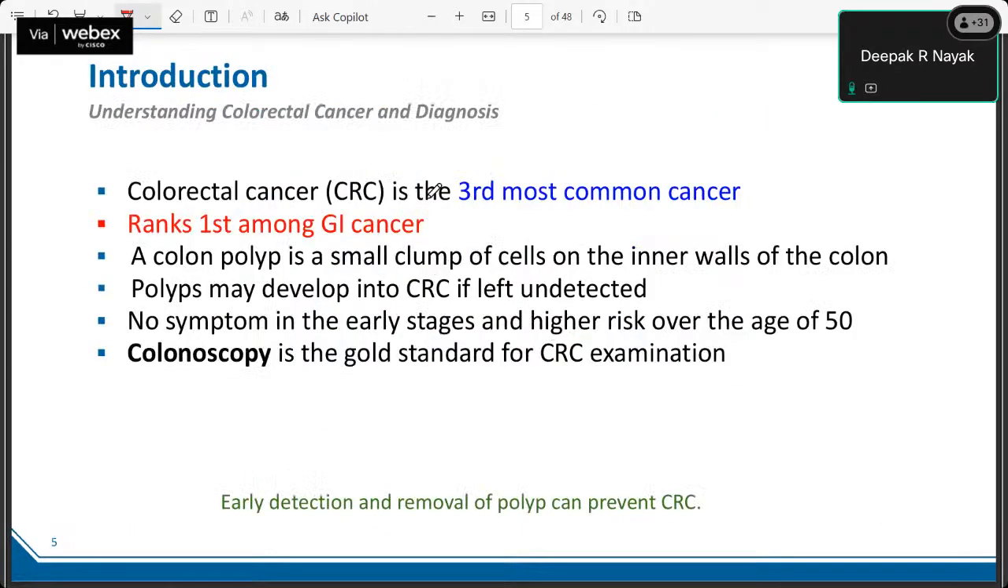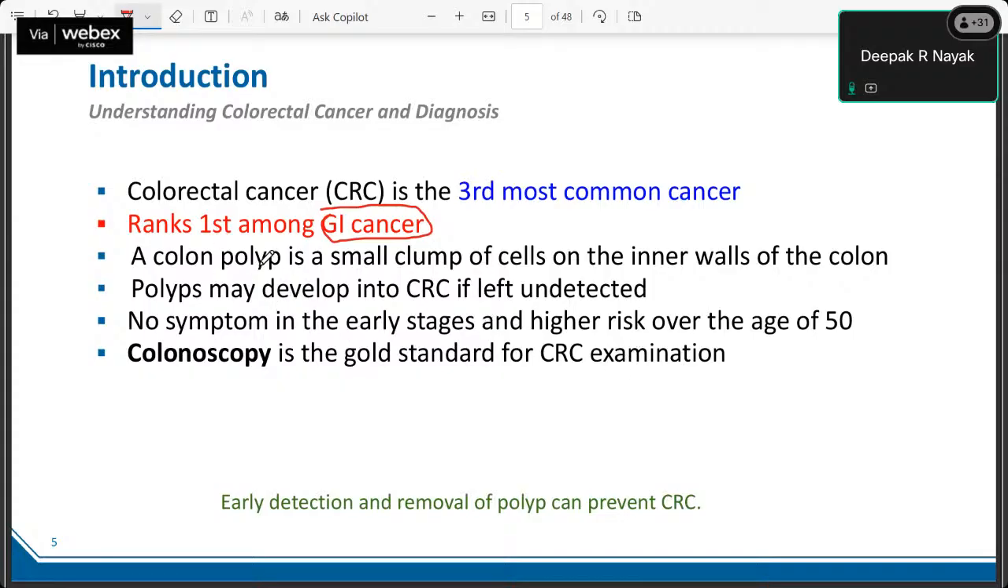As I already mentioned, colorectal cancer is the third most common type of cancer among all cancer types, and it ranks first among all GI cancers, which we discussed earlier. Then how is colorectal cancer diagnosed? I already mentioned what a polyp is: a small clump of cells, or small growth, in the inner walls of the colon. If these polyps are left undetected, they may develop into colorectal cancer. Polyps can have diverse shapes, sizes, and colors, and even the texture of the polyps is sometimes very similar to the surrounding tissues. I'll show you some examples of how colonoscopy images look, where the challenge is, and what type of challenge the doctors face in detecting polyps.